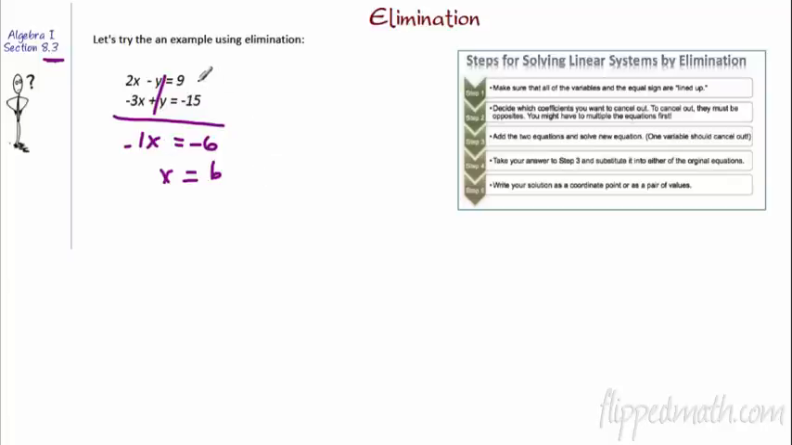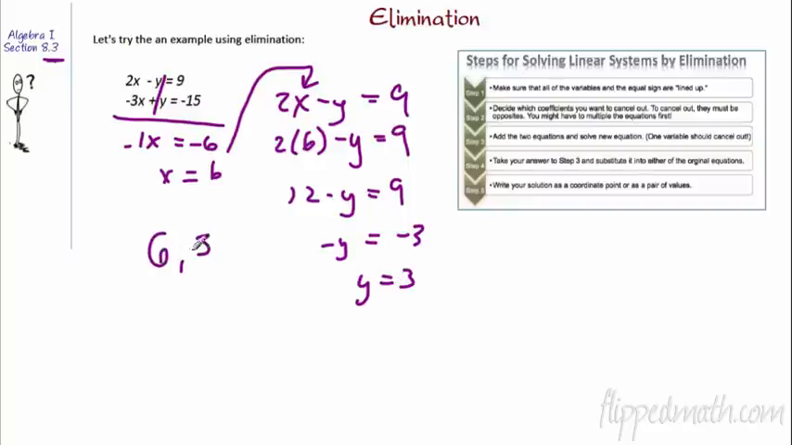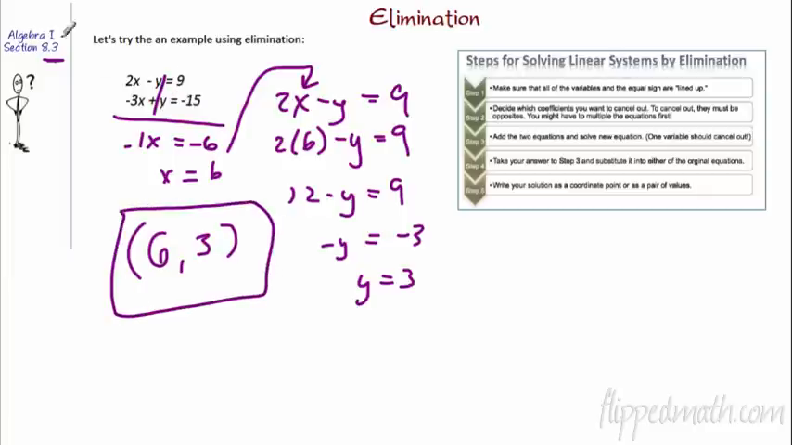Now we can take it and plug it back into either equation. I'm going to pick the first one because it has less negatives in it: 2x minus y equals 9. We figured out that x equals 6, so we plug that in. 2 times 6 minus y equals 9. This is 12, so 12 minus y equals 9. Subtract 12 from each side. We get negative y equals negative 3, or y equals 3. So the first example, by elimination, we get x is 6, y is 3. And again, we do that by finding opposites and then just adding the equations.